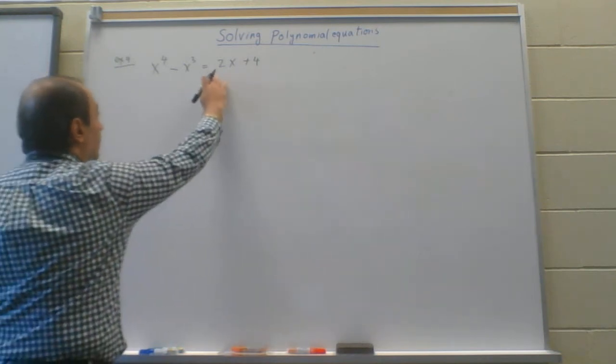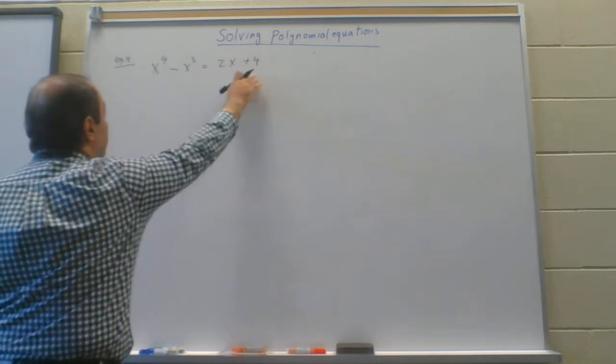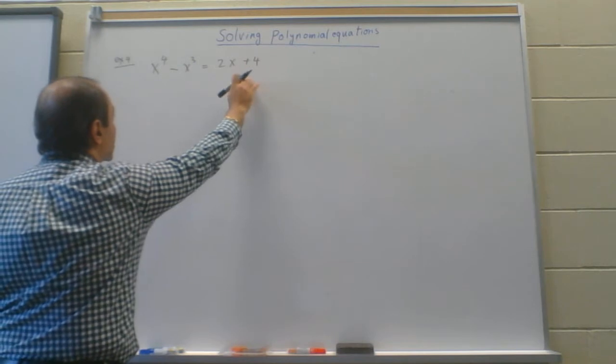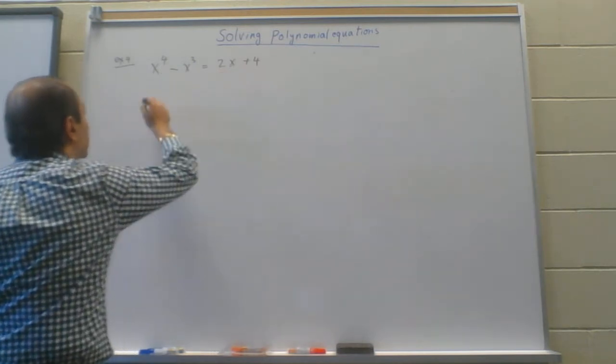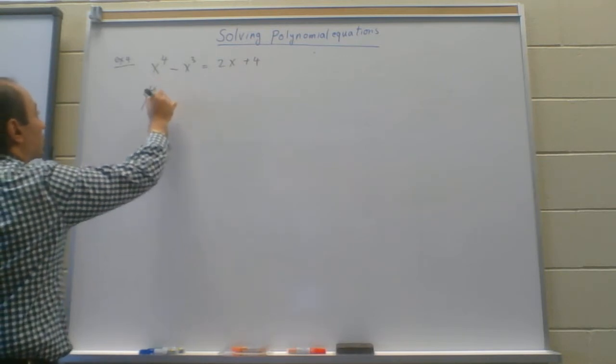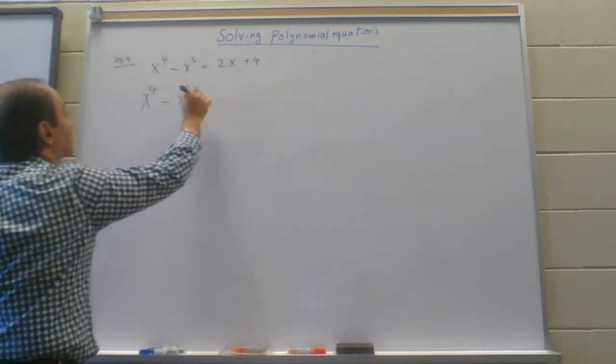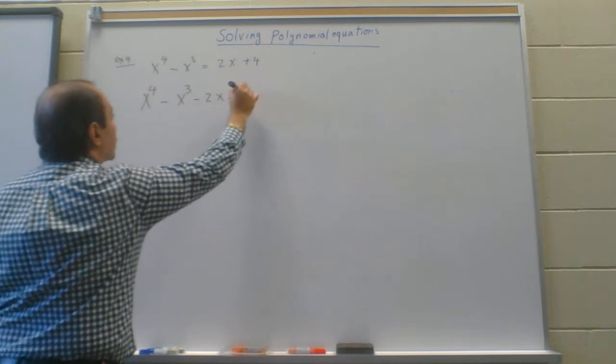I cannot solve while I have terms on two sides like this. I must have a 0 on one side. So I will move this from this side to that side. So it will be x to the power of 4 minus x cubed minus 2x minus 4 equals 0.